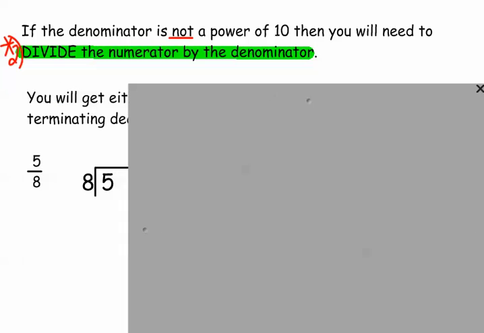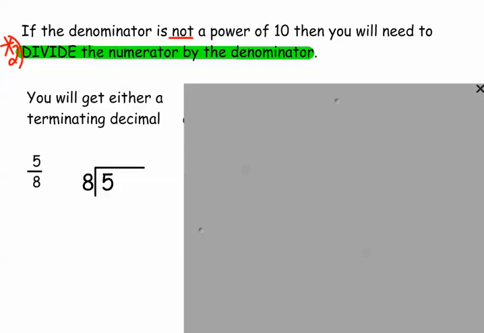All right, so when I do that, I'm going to come up with two different types of answers. I can get one where I would get a terminating decimal, and a terminating decimal simply means my decimal is going to end, okay? And I'll give you that example. So if I have 5/8, once again, my 8 cannot give me a denominator of 10 or 100 or 1,000, so I have to divide. So 8 can't go into 5, so I add a decimal and a 0.